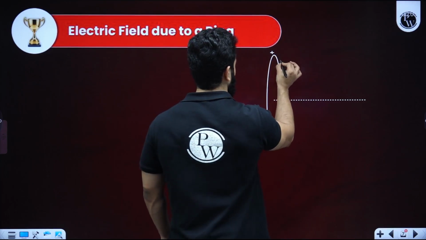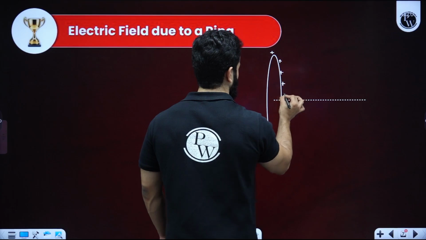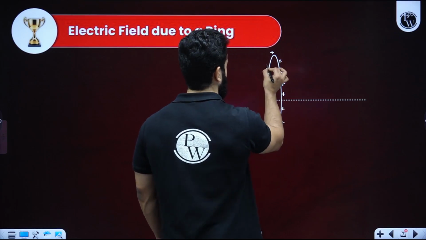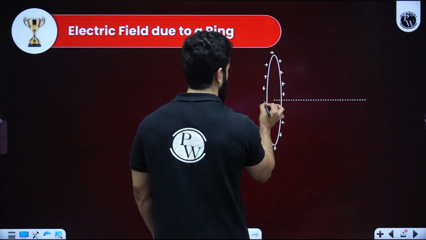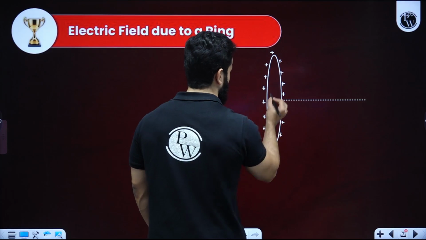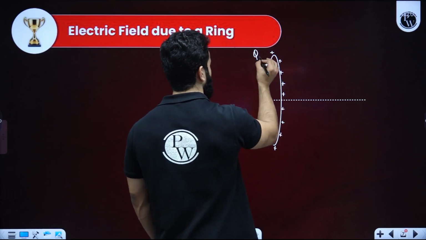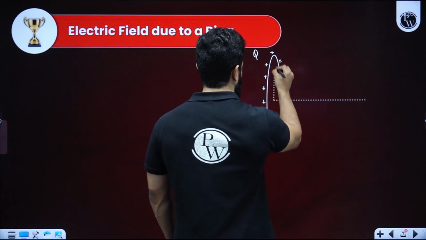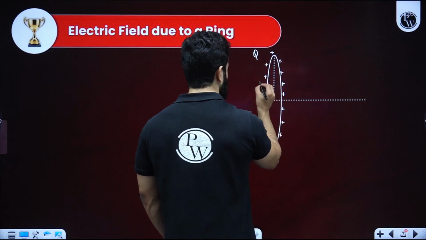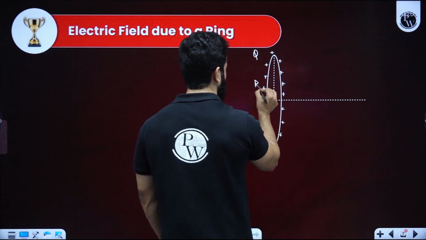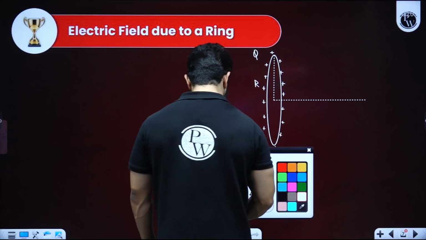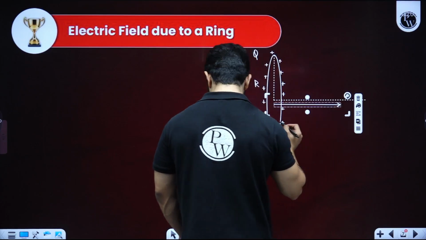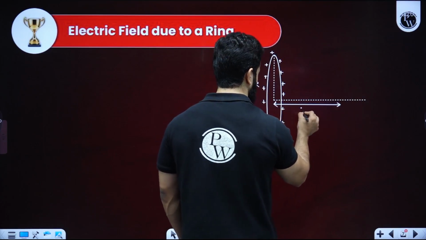So, let's suppose total charge is capital Q, radius is capital R. This radius is capital R, and from the center, let's suppose this distance is x, at which we want to find out the electric field. This is x.